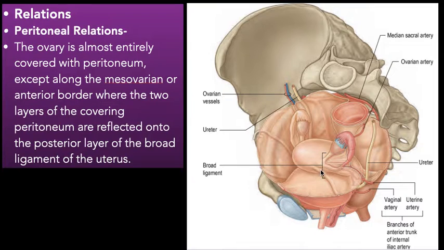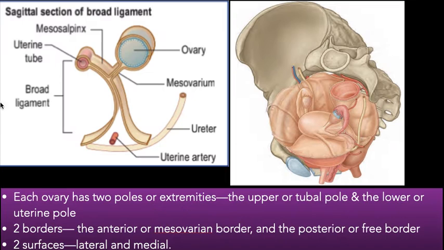Relations. Now, coming to the peritoneal relations, the ovary, as you can see, is almost entirely covered with the peritoneum except along the mesovarian border or the anterior border, where the two layers of the covering are reflected onto the posterior layer of the broad ligament of the uterus. This is the broad ligament. Here you can see these are two layers of the mesovarium, right?